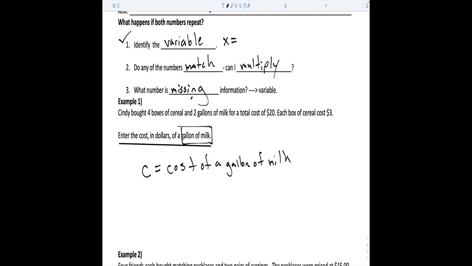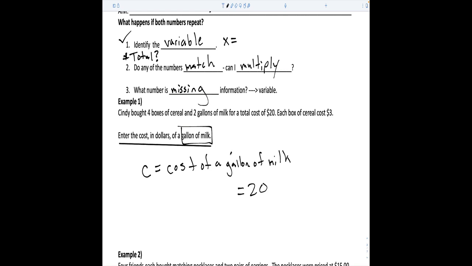Second step, do any of the numbers match with the information they give us? I'm going to read it one more time. Think through the last 3 numbers we have. Cindy bought 4 boxes of cereal and 2 gallons of milk for a cost of $20. Each box of cereal costs $3. I forgot a step in here. Let's get the total by the equal sign first. Put equals 20. In between 1 and 2, write total. Okay, so this is our $20. That's the total cost. Always start with that as well.